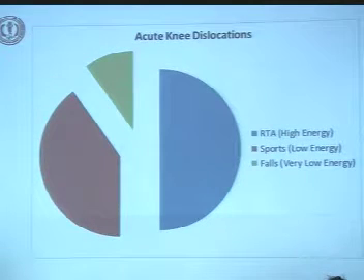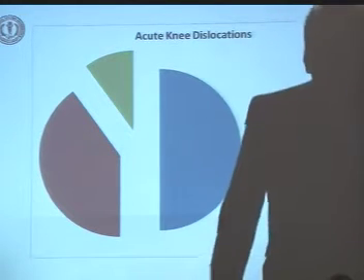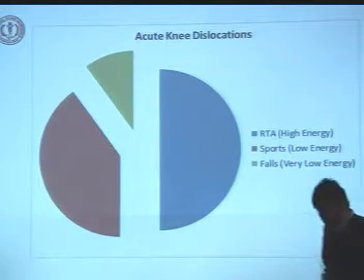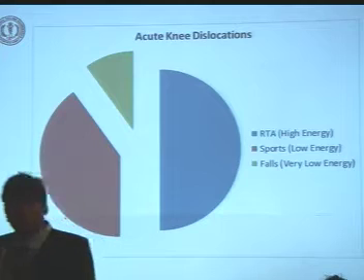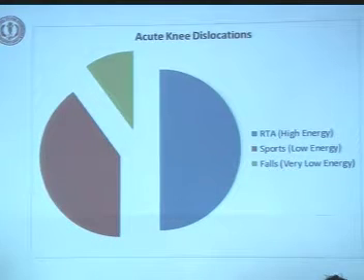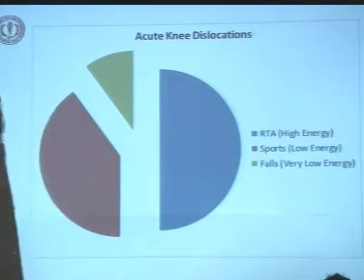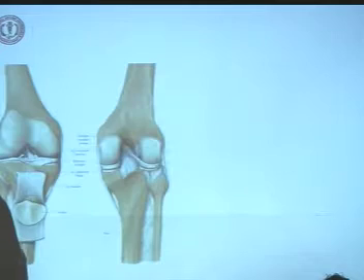Now, 50% of these injuries are caused by road traffic accidents, and amongst the rest of the 50%, the majority are sports injuries, which are low energy, and the rest are spontaneous falls, mainly in obese patients, where because of the heavy weight during the fall, the whole weight of the body contributes to the multiple ligament injury.